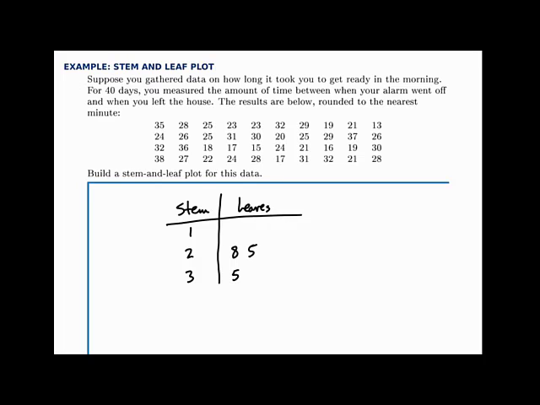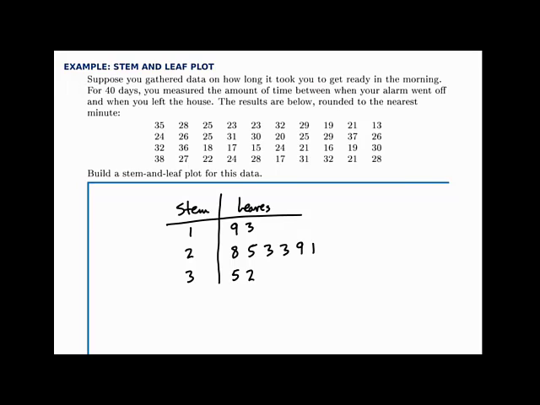Then 23, and so on. We'll put another 3. Then 32 means we'll put a 2 in the third column. Then 29, 19, 21, 13, and so on. And I won't go through and fill all these out in detail. I'll go through and show the final result in just a moment.